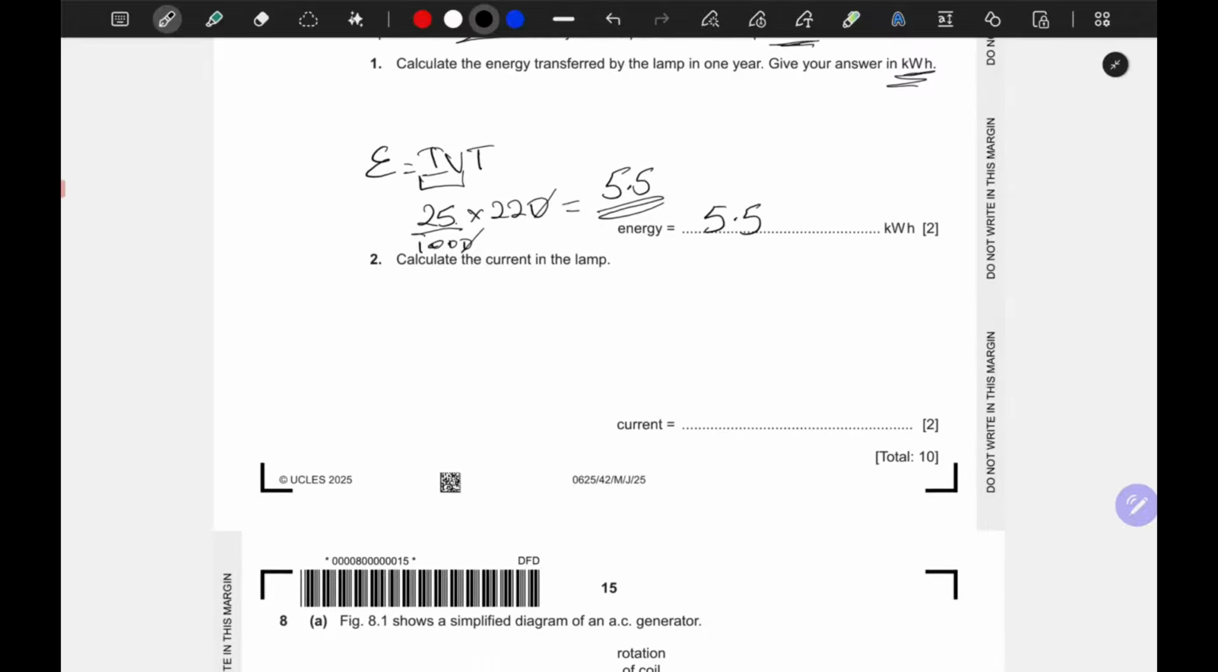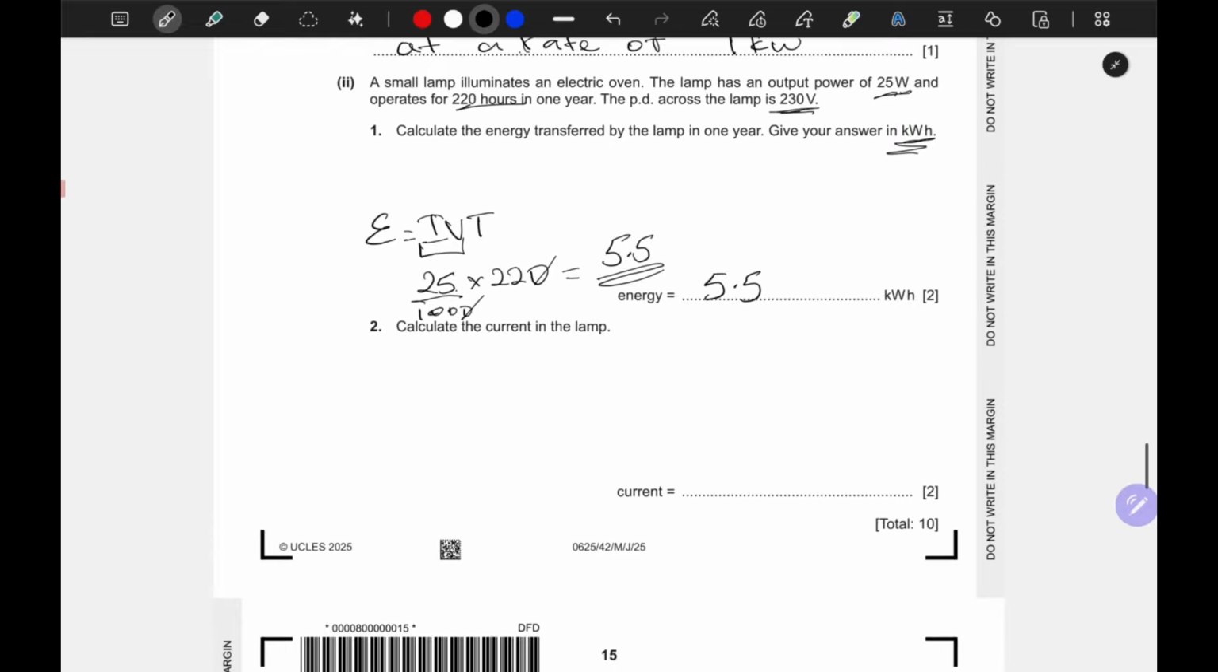Calculate the current in the lamp. From the previous one, we know power equals IV. We have the power, which is 25 watts. I we don't know, and then 230 volts. So divide both sides by 230. Then 25 over 230 gives us 0.11 amps. Don't forget the units.